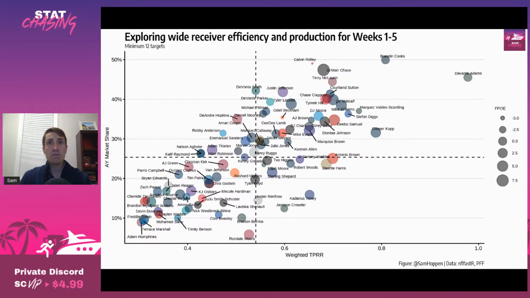I think a big reason for that is that he's running a route on only 65% of dropbacks, which is significantly below Evans at 89% and Godwin at 93%. I think this, along with the nearly 4 fantasy points over expectation per game average, are some signs of potential regression for Antonio Brown, but he's still been crushing it. I'd continue to start him where possible.